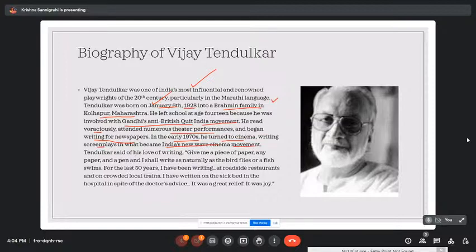Tendulkar said of his love of writing, "Give me a piece of paper and a pen, and I shall write as naturally as the bird flies or a fish swims. For the last 50 years, I have been writing at roadside restaurants, on crowded local trains. I have written on the sickbed in the hospital in spite of the doctor's advice. It was a relief. It was a joy."